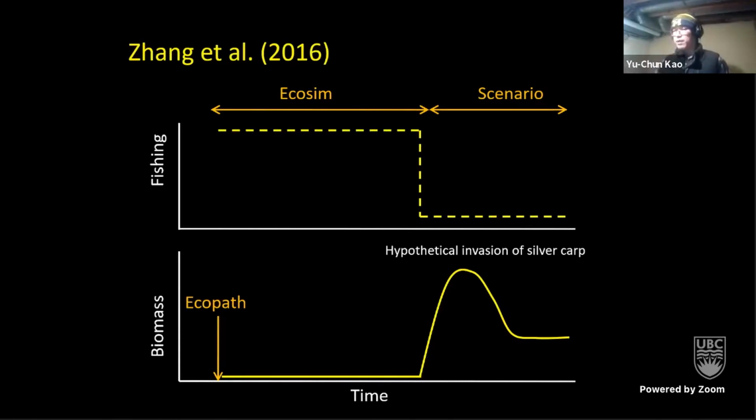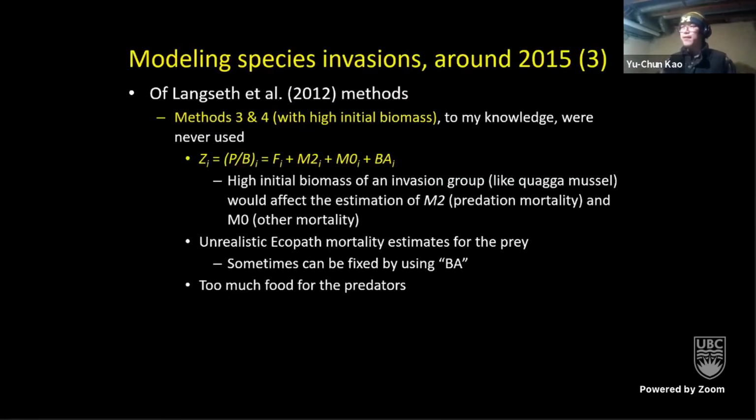For example, if you want to force biomass into the future or in the calibration, what if you don't even have the species in the system? You cannot do that. That is the reason this method was used. This is also one of the main reasons this method was used relatively more frequently.